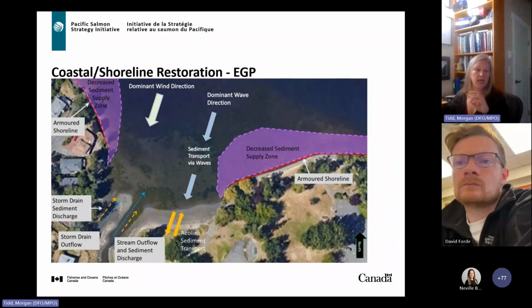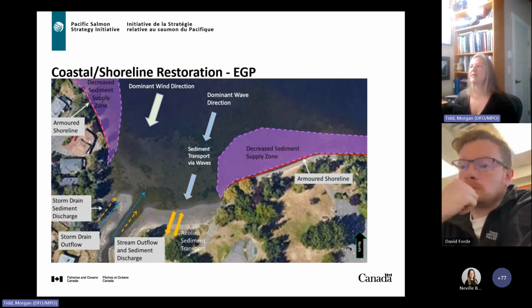So this is an image of the kind of geomorphic conceptual model for the site. So you can see the purple polygons. Those are decreased sediment supply zones because it's armored on both sides with a seawall. Anybody that's walked along the gorge, I'm sure you know the North Shore shoreline of the gorge is fully armored with a walkway as well. You can see the stream outlet down to the lower left, and then there's a storm drain right beside it.